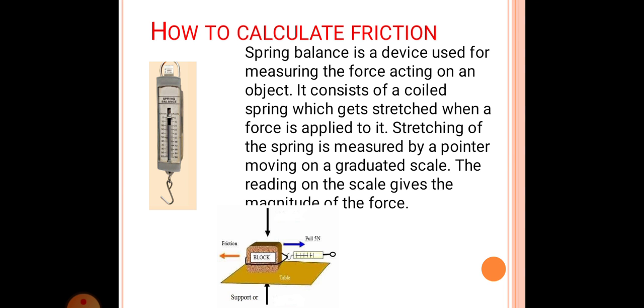How to calculate frictional force? Frictional force can be calculated by using a spring balance. A spring balance consists of a coiled spring which gets stretched when a force is applied to it. The stretching of the spring is measured by a pointer on the graduated scale, which gives the measure of frictional force. The spring balance is attached to a block with a thread or a string. By gently pushing on the surface, you can measure the frictional force.